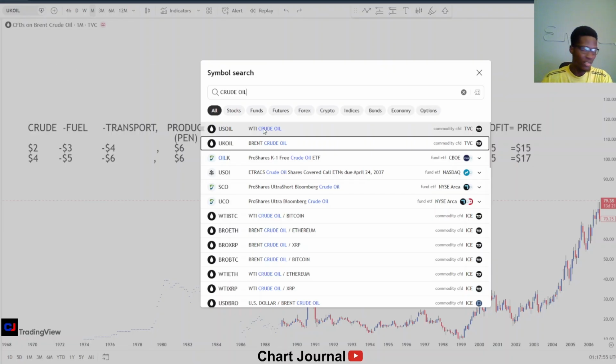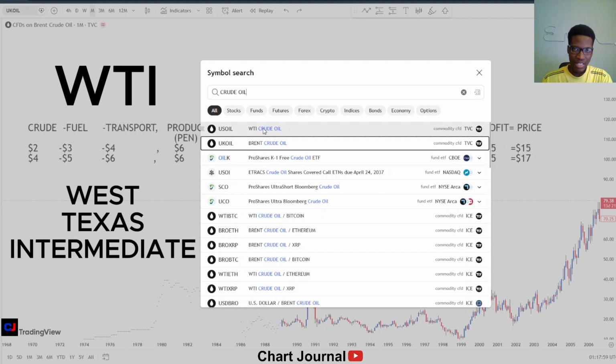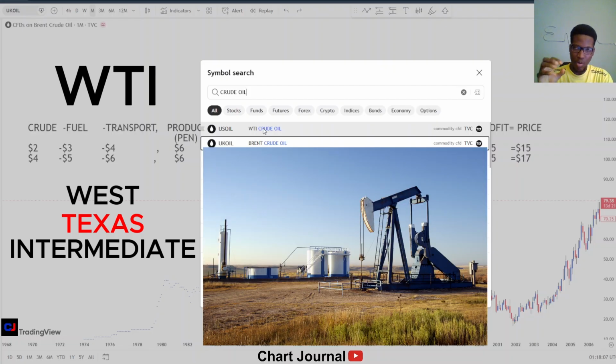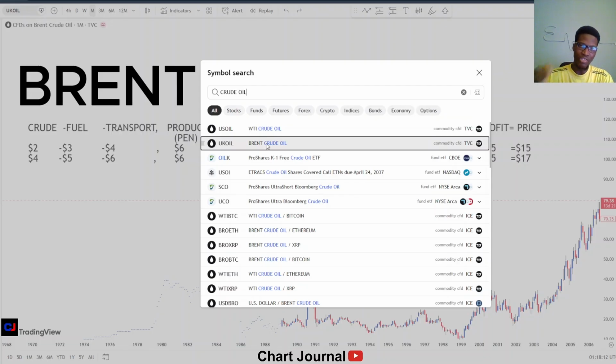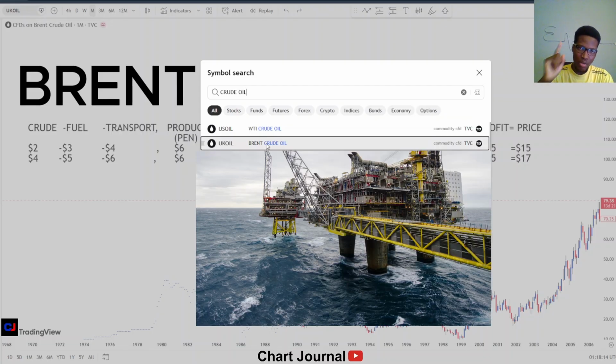So the first one, WTI crude oil. This simply means West Texas Intermediate. Texas is a state in the US. So this is drilled and extracted in the USA, and is also drilled and extracted on land. The second one here is Brent crude oil. This is drilled and extracted at sea and located in the North Sea in between the UK and Norway.